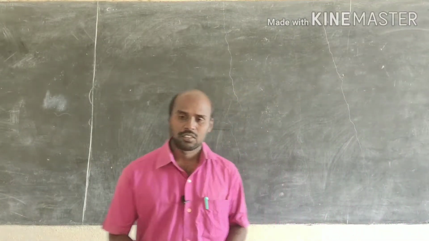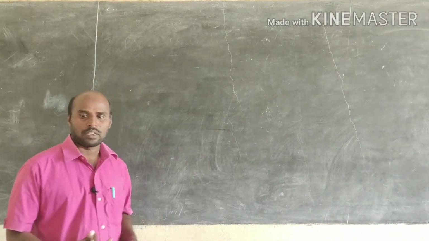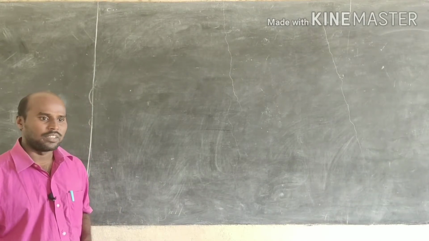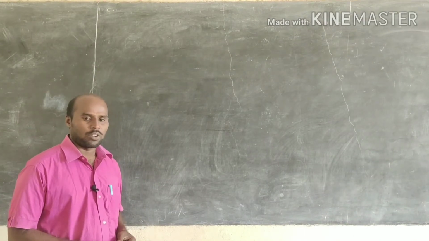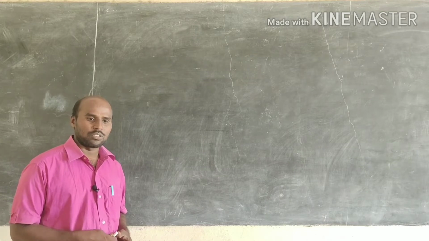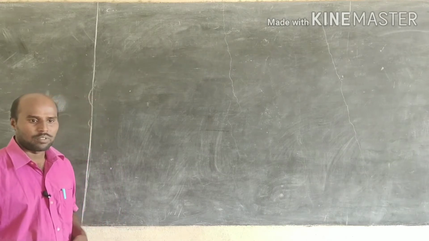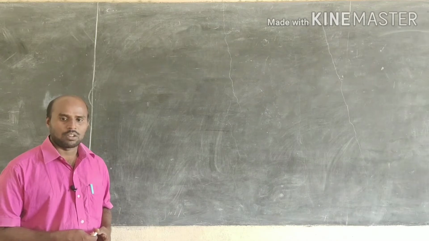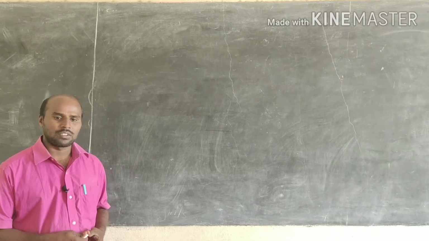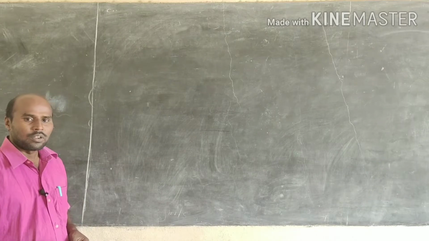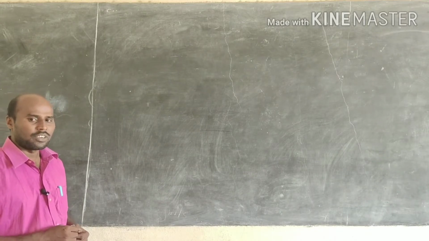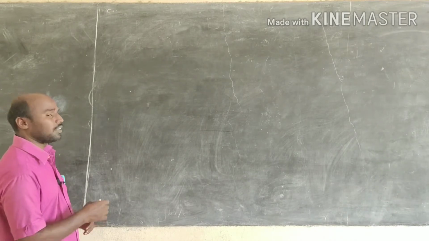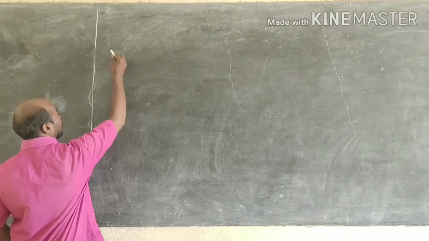Good morning, children. Now I will explain how we can calculate the oxidation state of the following compounds. In previous classes we studied how to write the crisscross method and how to find the molecular weights. All those things were discussed in earlier classes. Now we will discuss the oxidation state of compounds. How can we calculate the oxidation state of the following compounds?